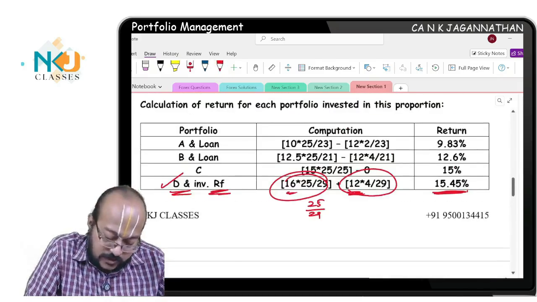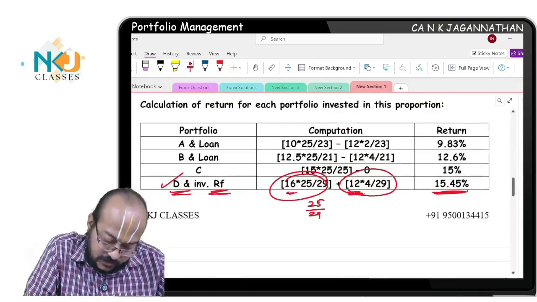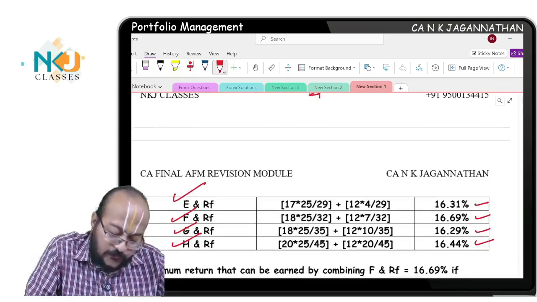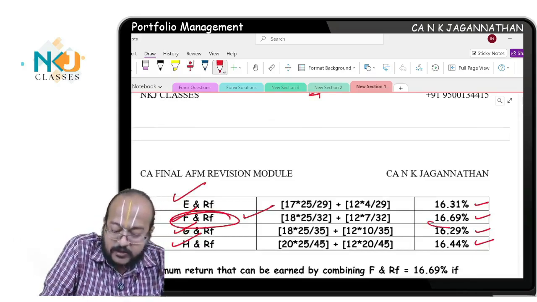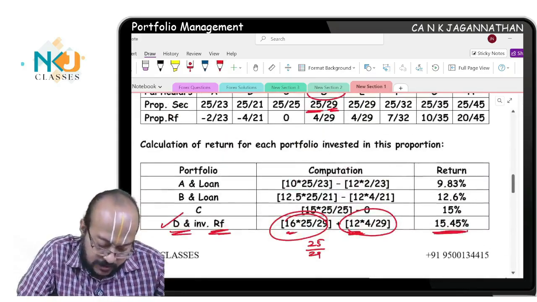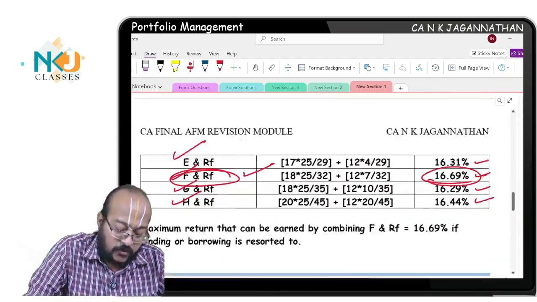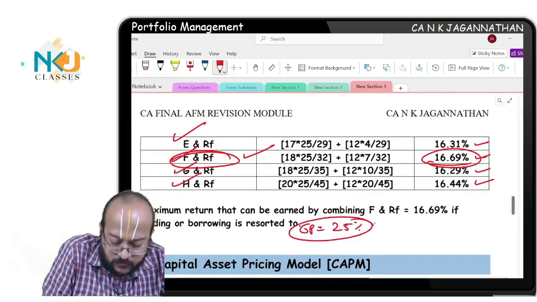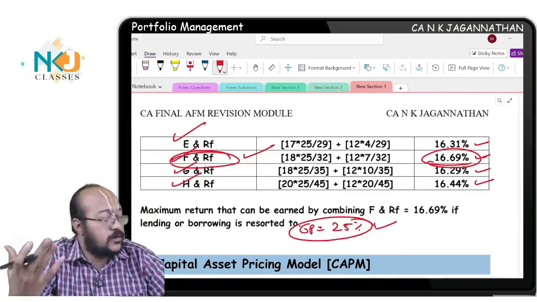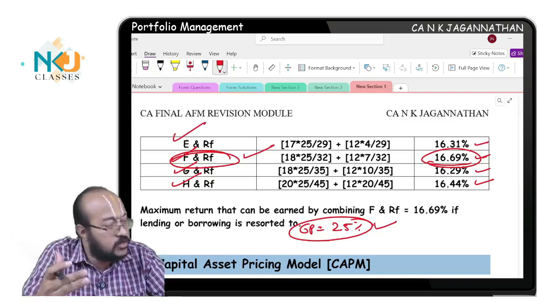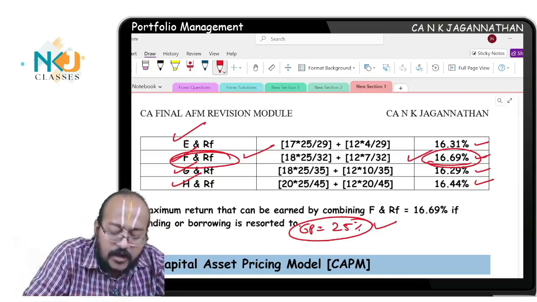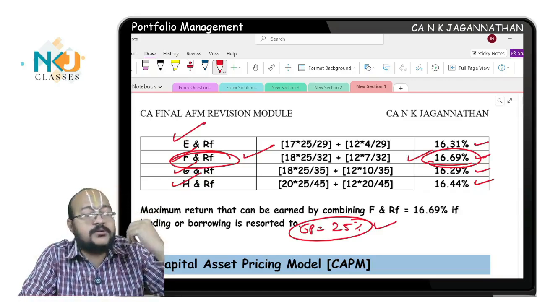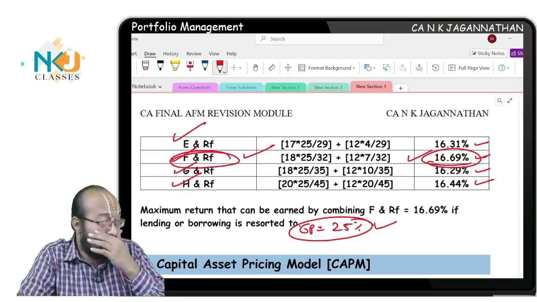Now which portfolio is giving the highest return? F and RF gives me the highest return of 16.69%. I think no other portfolio gives such return. For a given level of 25% risk, for a given level of sigma P, portfolio risk is 25%. What is the maximum return I can earn by combining RF along with any of these assets? F and RF, if I combine and invest, I am getting 16.69%, which is the highest return for 25% risk. Are you all understanding? Is this clear?